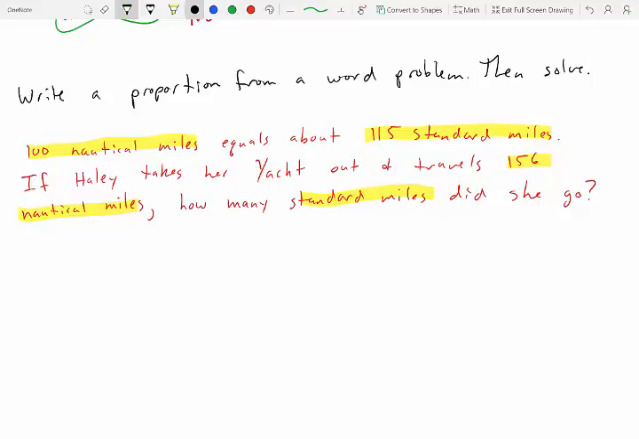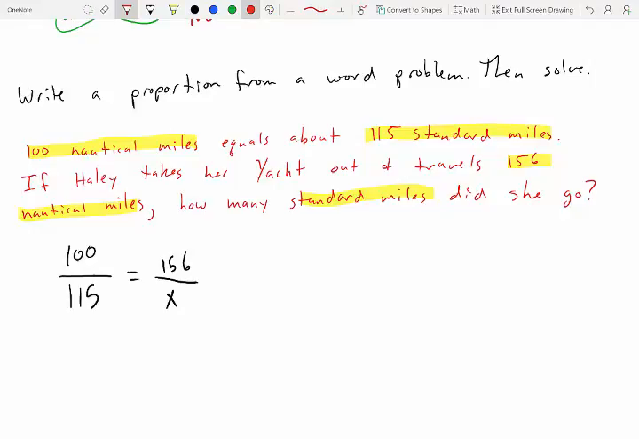So let's go ahead and make a proportion using the first part. We have 100 nautical miles over 115 standard miles. Our next part of this proportion, when we set it up, we need to make sure our units are similar on the top and the bottom. So our first ratio, we had nautical miles on the top, so we need nautical miles on the top of our second one. So if she traveled 156 nautical miles, how many standard miles did we go? We don't know how many she went, so we're going to say x, and it goes on the bottom because our first ratio had standard miles on the bottom.